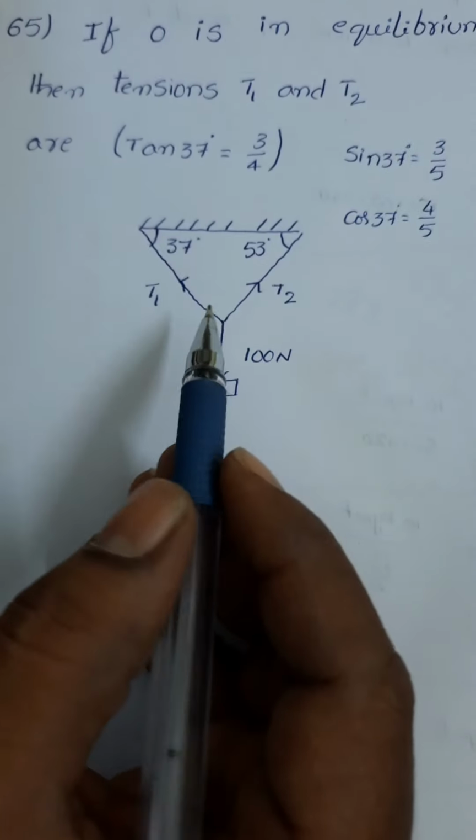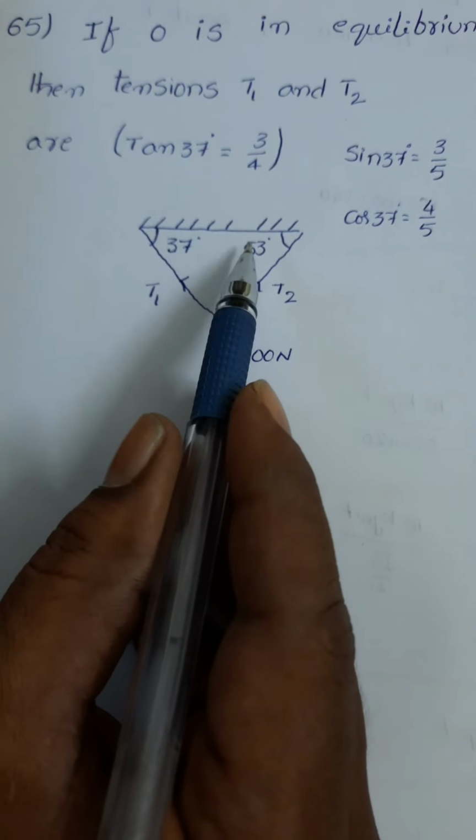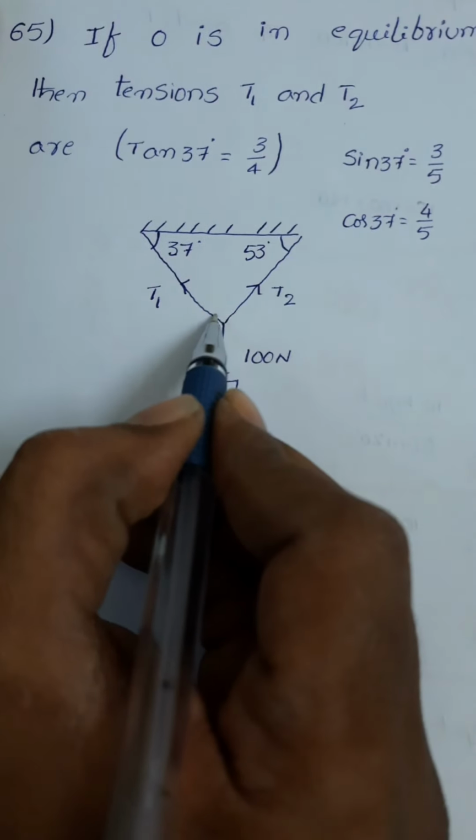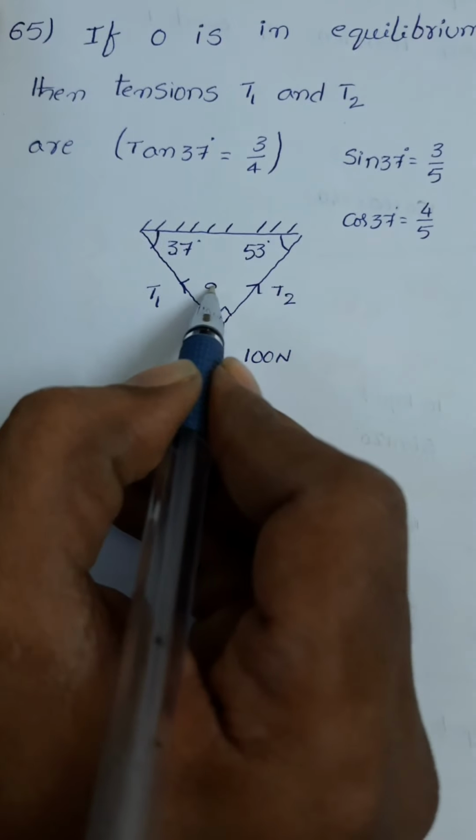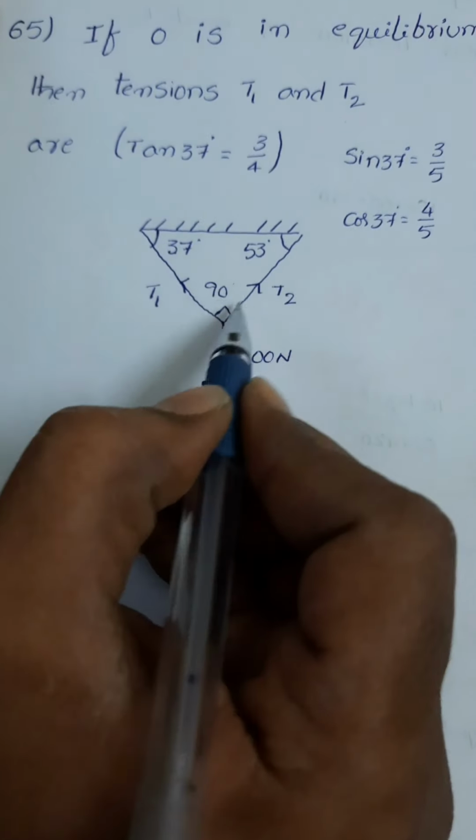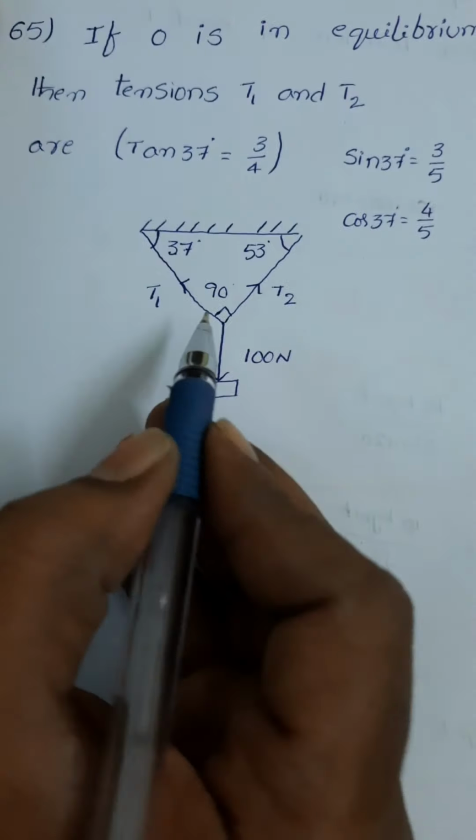Next, come to the diagram. 37 degrees and 53 degrees are given. Here the angle is equal to 90 degrees. Why? Because here it is a triangle, and the sum of 3 angles is equal to 180, so the remaining angle is 90.